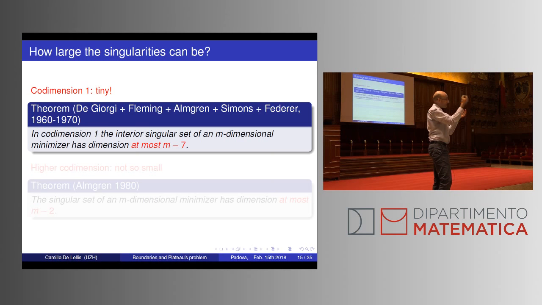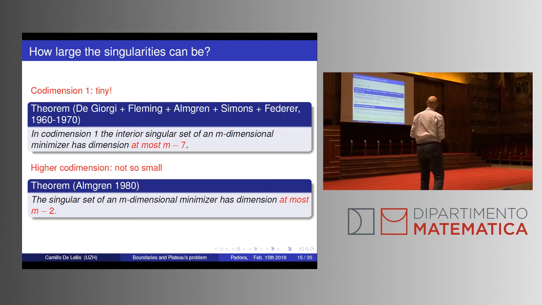So if you have a 7-dimensional surface, you might have a singularity of dimension 0, a point. But if you have a 6-dimensional surface which minimizes the area in the 7-dimensional space, the singularity can have dimension only minus 1, and this means it has to be the empty set. So there are no singularities. You're actually smooth.